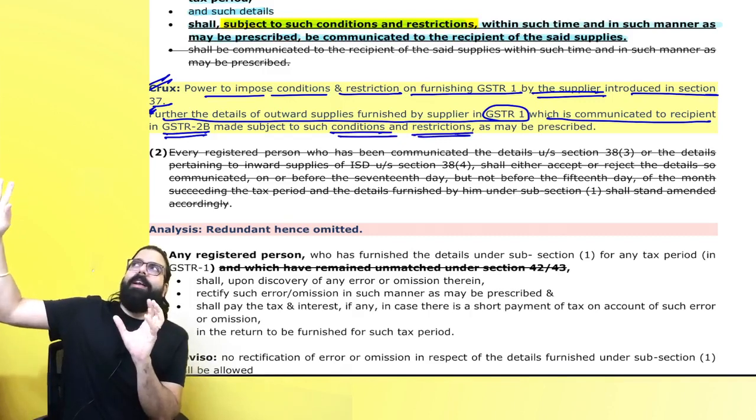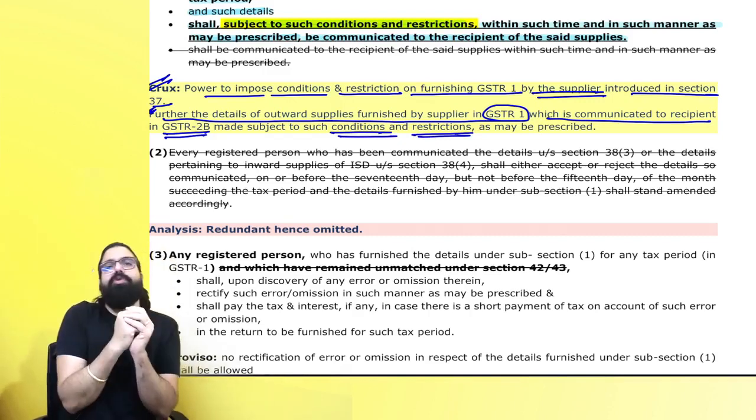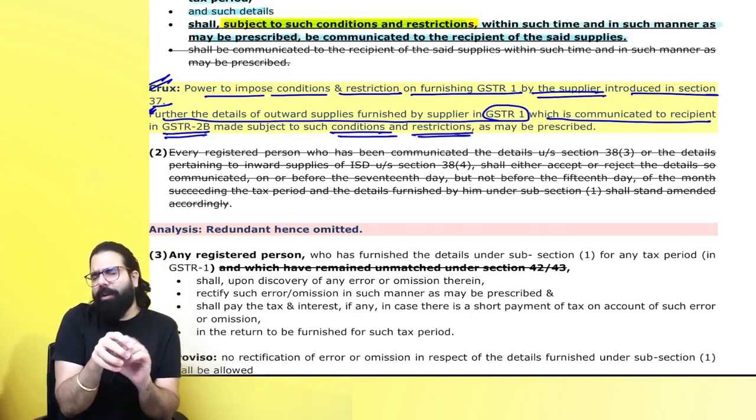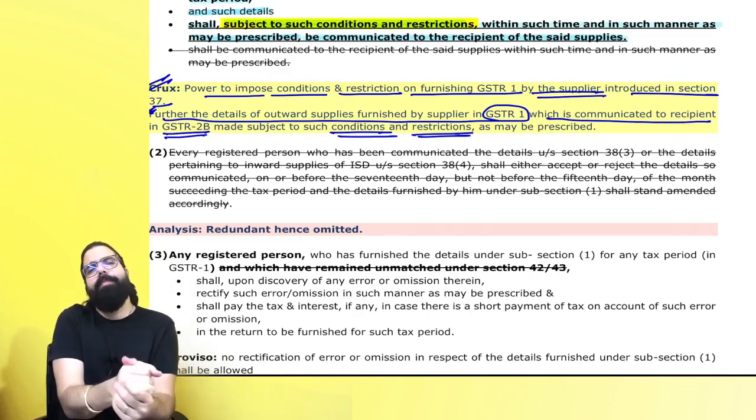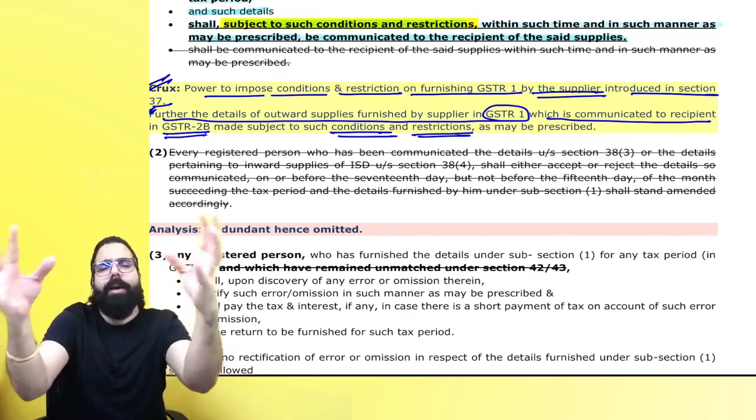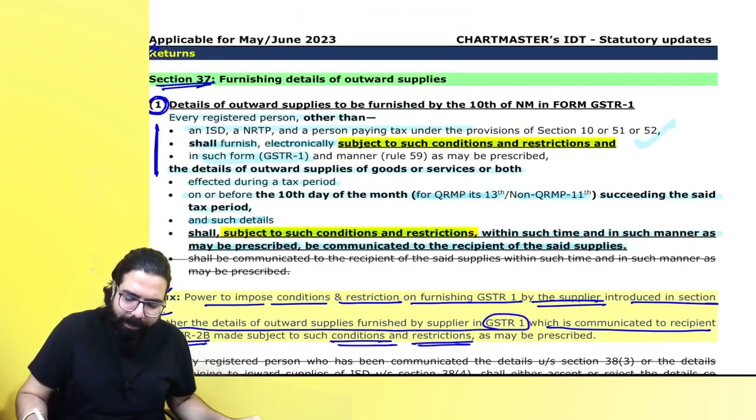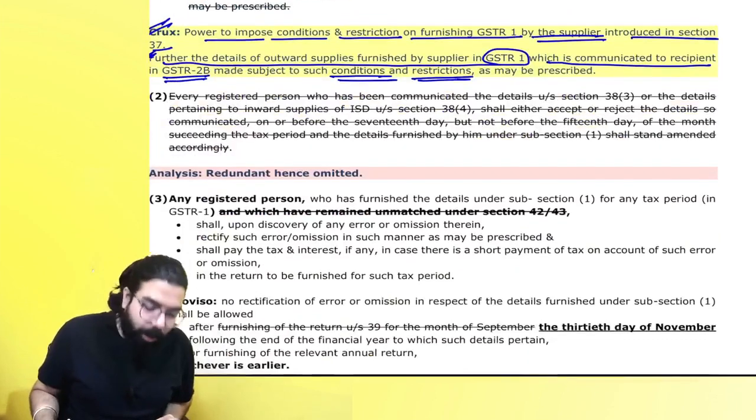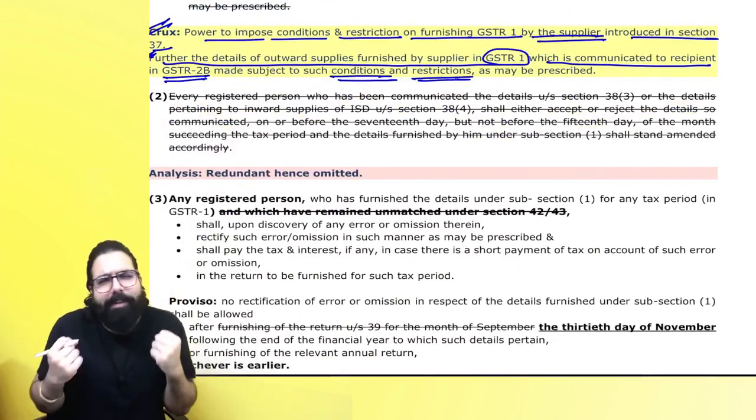If you furnish the detail in GSTR 1, that detail goes to the front party on GSTR 2B. There also government can go ahead and impose some condition and restriction. Okay, government got the power, let the power be there. Government has taken some extra power, that's all.